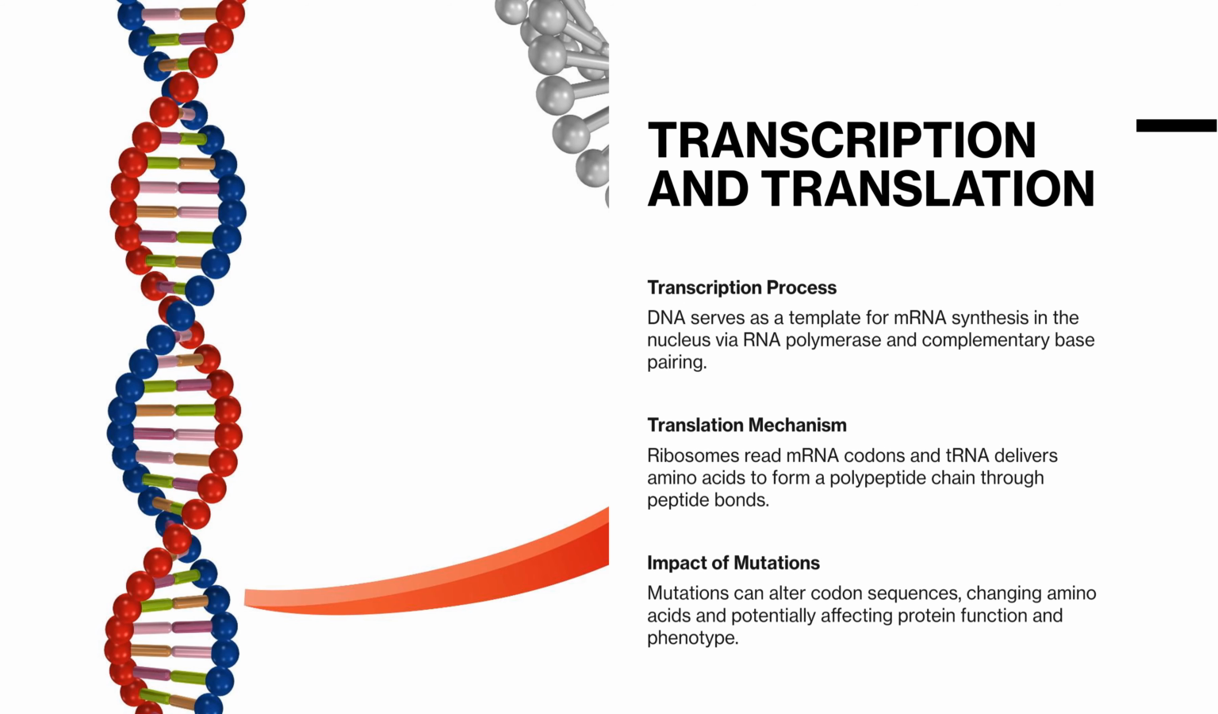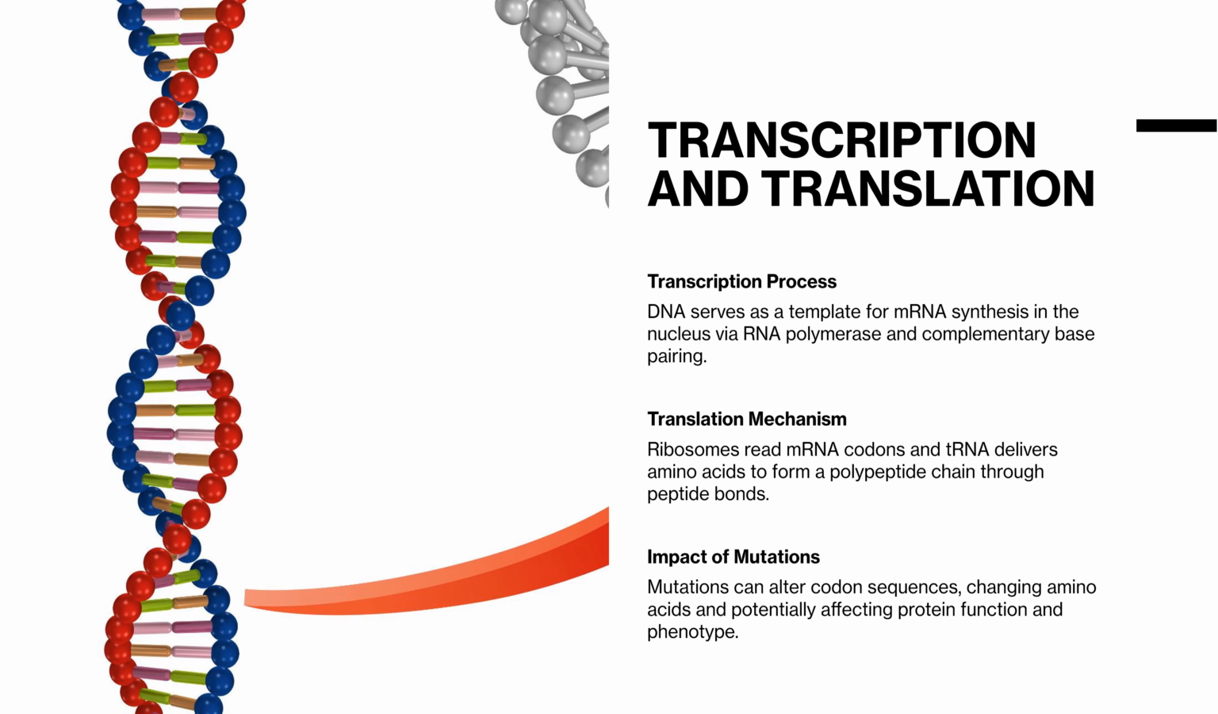Transcription takes place in the nucleus of eukaryotic cells, where the DNA base sequence of a gene is used as a template to produce a complementary messenger RNA, mRNA, molecule. RNA polymerase binds to the gene, separates the DNA strands, and assembles RNA nucleotides using complementary base pairing, with uracil replacing thymine. The resulting mRNA carries the genetic code from the nucleus to the cytoplasm.